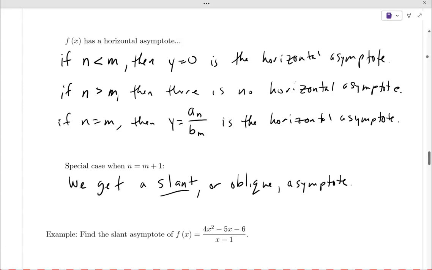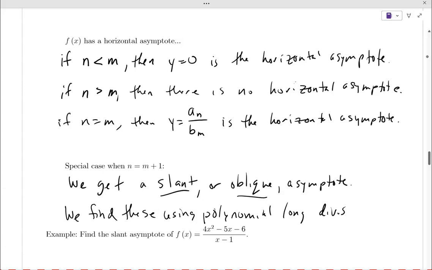Okay, so this is a special case. When the degree of the top is one more than the degree of the bottom, you get what's referred to as an oblique asymptote or a slant asymptote. Those words mean the same thing. In terms of asymptotes, they mean the same thing. We find these using polynomial long division. So to find slant asymptotes or to find oblique asymptotes, we do the long division to get them. Okay.